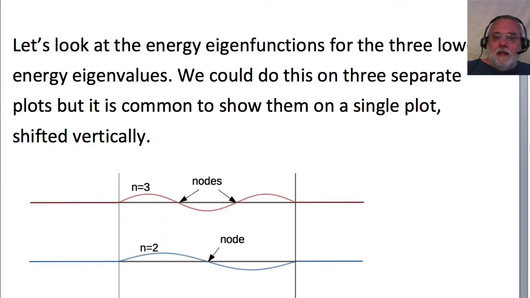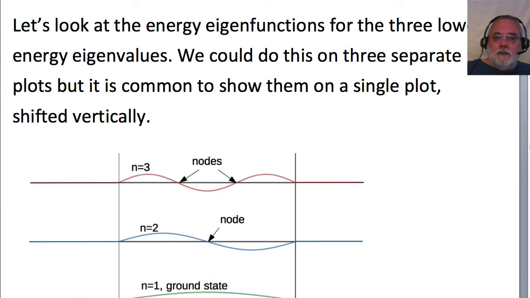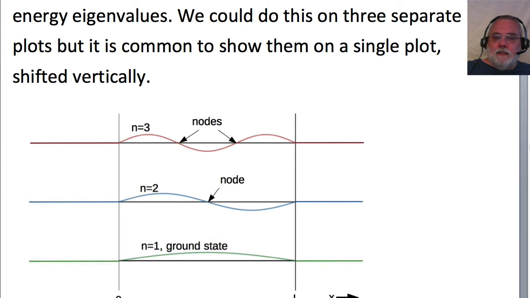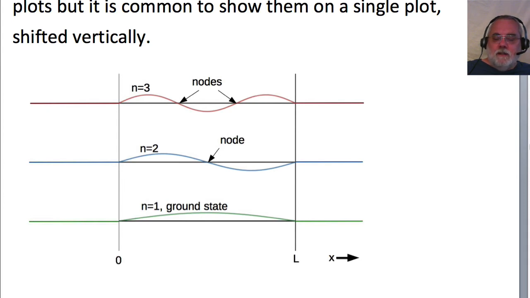Let's look at the energy eigenfunctions for the three lowest energy eigenvalues. We could do this on three separate plots, but it's common to show them on a single plot, shifted vertically. So the horizontal axis is x. Here we have x less than 0, and in each case the wave function is 0. This green horizontal line is 0, this blue horizontal line is its 0, and this red horizontal line is its 0. Likewise, there's 0 beyond x equals L, so beyond the right wall.